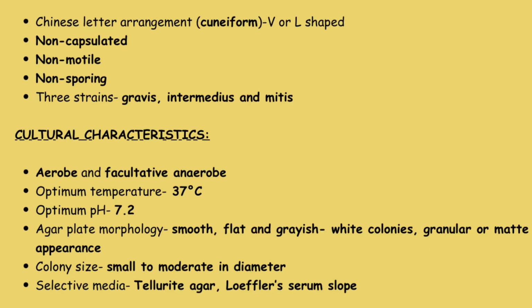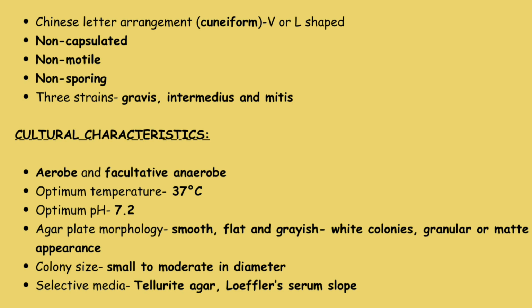Chinese letter arrangement. The bacilli are arranged in pairs, palisades or small groups. They often appear at various angles to each other, resembling the letters V or L. This is called Chinese letter or cuneiform arrangement, and it occurs due to the incomplete separation of daughter cells after binary fission. They are non-capsulated, so they do not form a capsule.